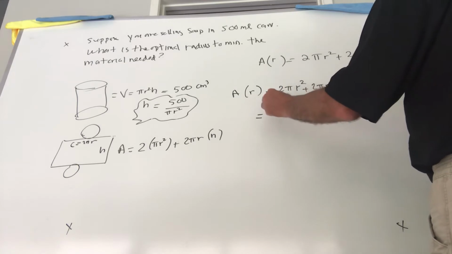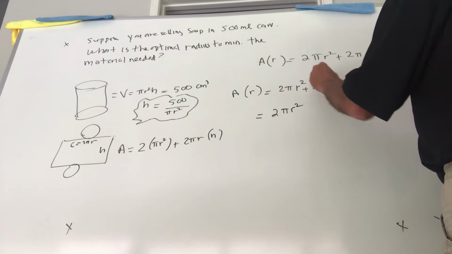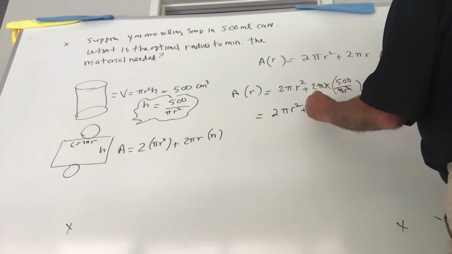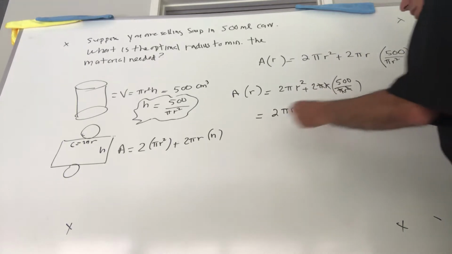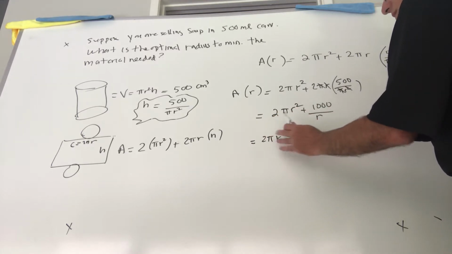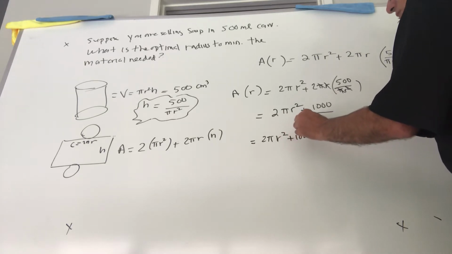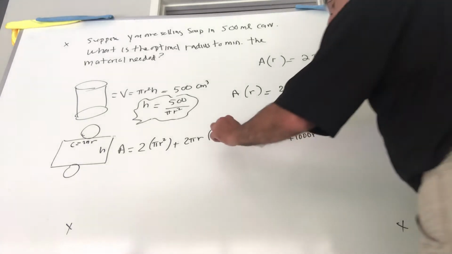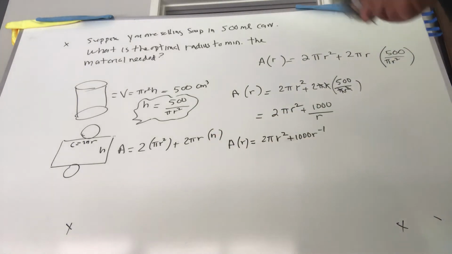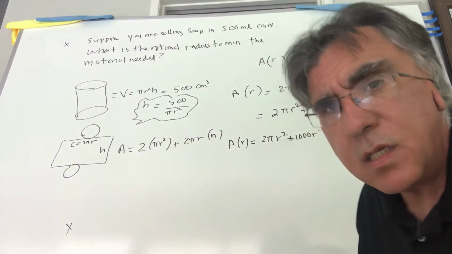So let's clean this up a little bit. The pi's will cancel, one of the r's will cancel, so what I get is 1,000 over r. Now trust me on this next step. Bring the r upstairs as a negative 1 power. That way you don't have to do a quotient rule, right? You can just do a power rule. So this is the area in terms of any r. So I could make the r anything, and I could figure out what the area would be for the amount of material I needed. But I don't want any area.